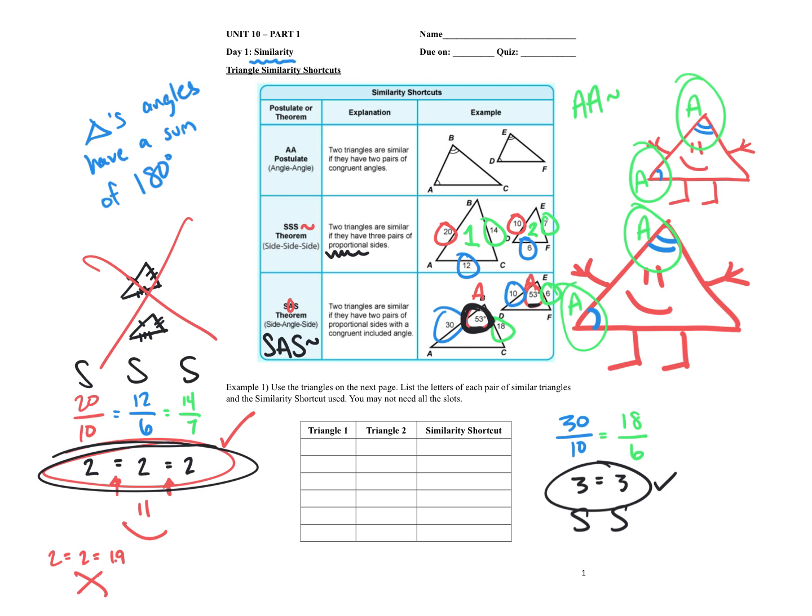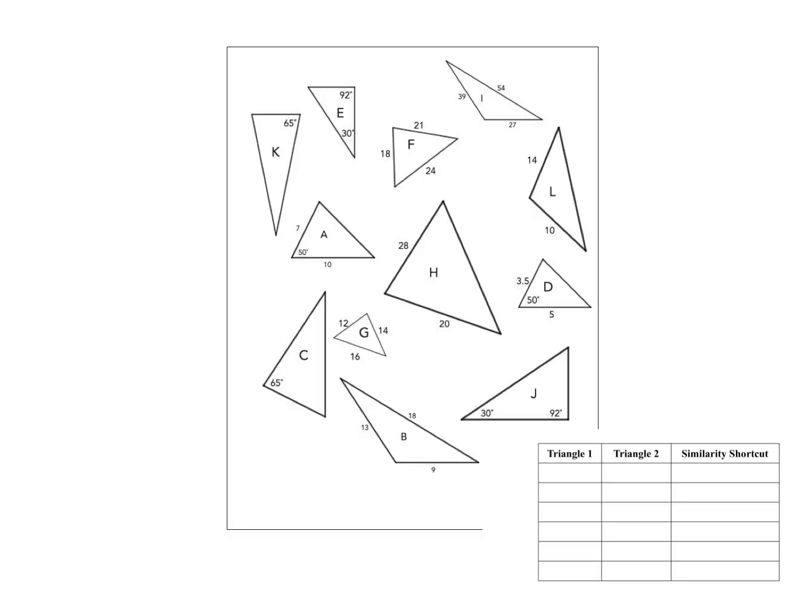Example 1, use the triangles on the next page. List the letters of each pair with the similarity shortcut we used. So we've got to decide between AA, SSS, and SAS. Let's do it. All right, so I'm going to write it on this page so I know. I've got to decide between AA similarity, which means I have 2 pairs of matching angles.